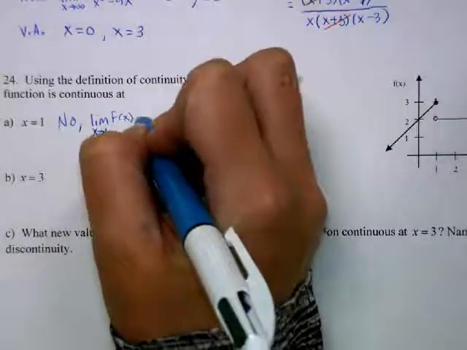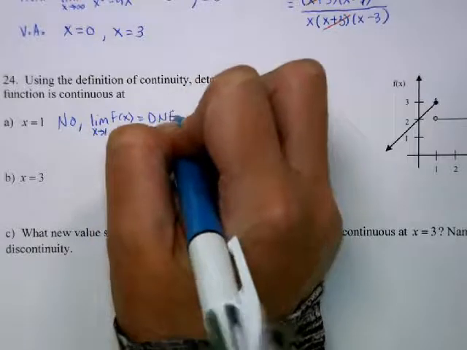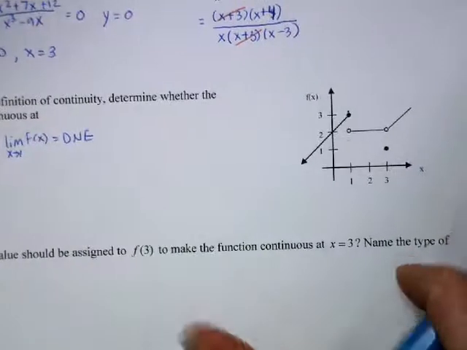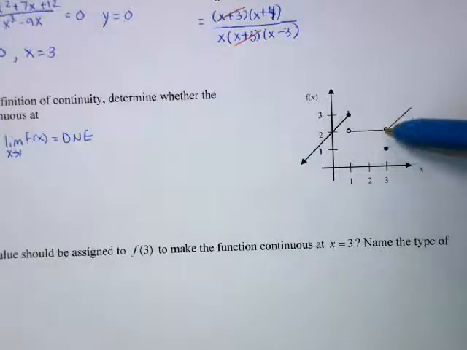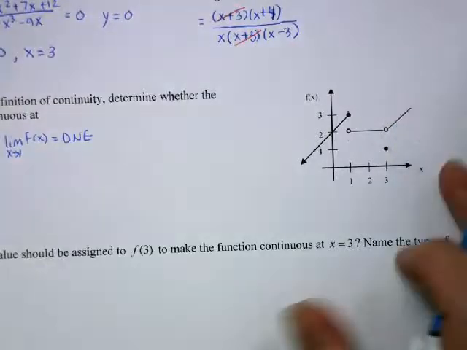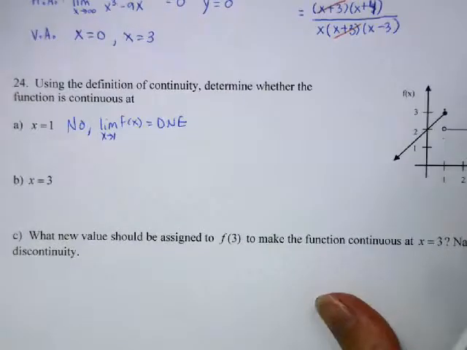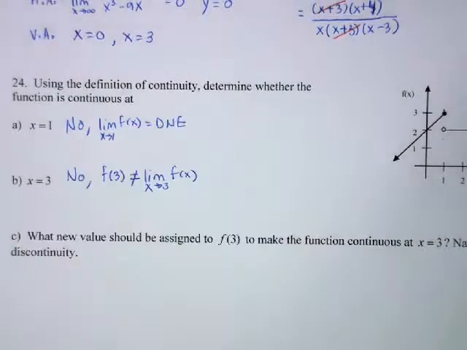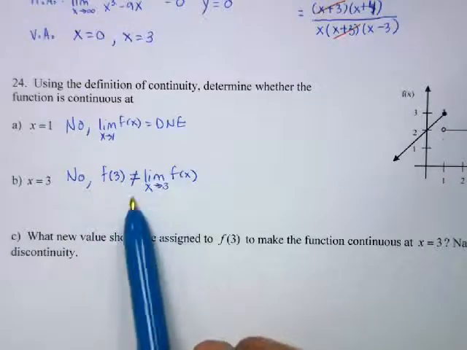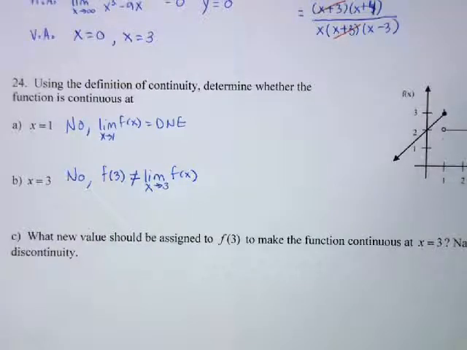Okay, for x equals 3, it has a function value. The limit here does exist. It's going to the same thing from both sides. However, those are not the same, so it fails the third part of our continuity test. So we can just state that as f of 3 does not equal the limit as x approaches 3 of f of x.